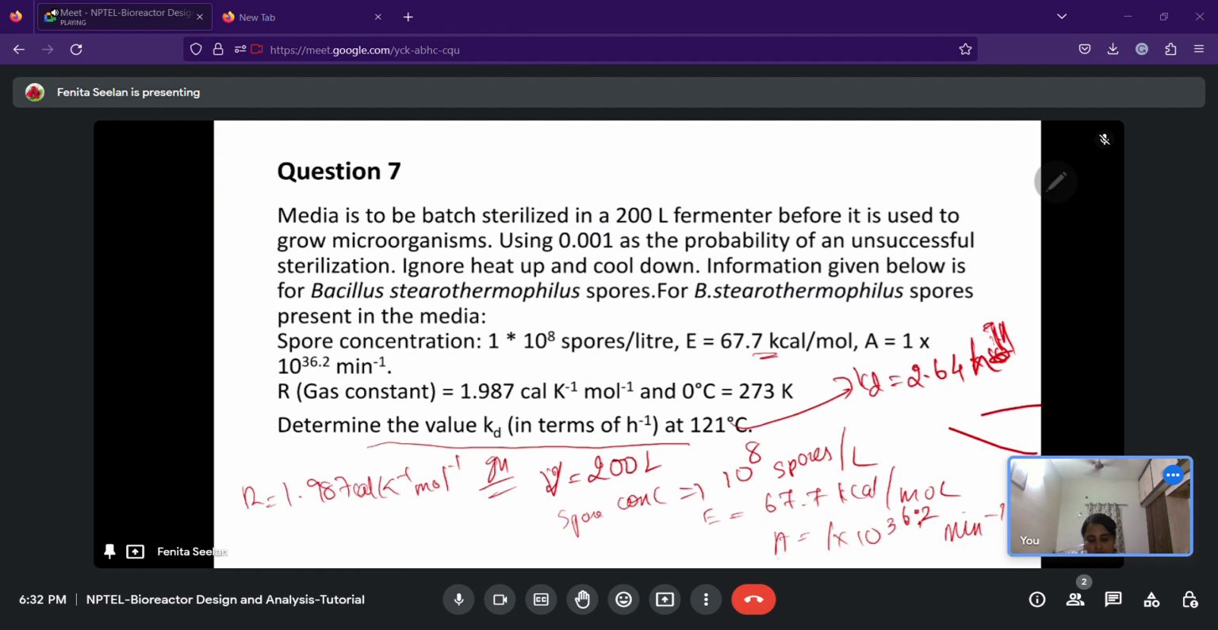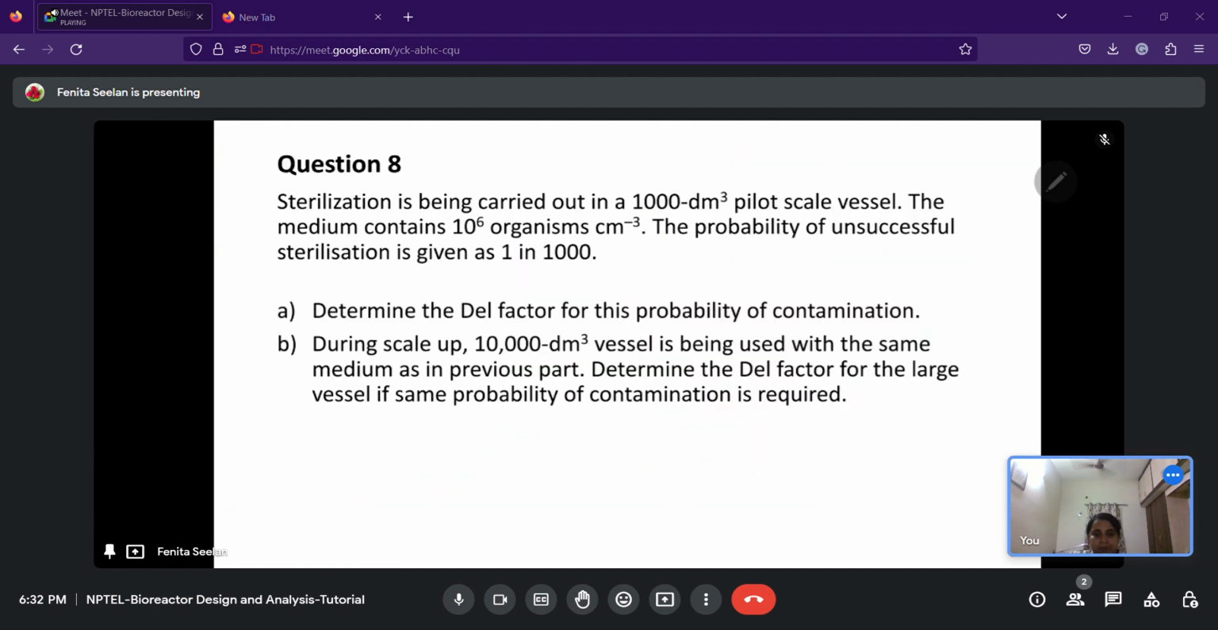Understood? So we'll move to the next question, which is on sterilization. We'll take up scale-up problems in the next week. I hope you have learned the theory of scale-up in this week 7. So please take 2 minutes to read the question. I'll also start reading the question. Then we'll start solving it in another few minutes.